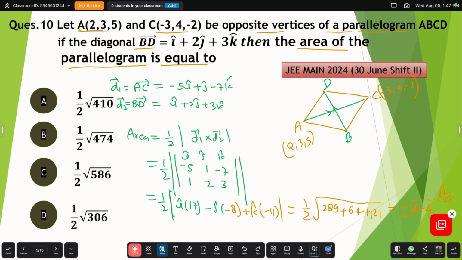Option B. See, this also came recently, just 2 years back. And here the adjacent side is not given. That's why I have given you the general formula for area of any quadrilateral: always 1 upon 2 mod D1 cross D2. If you have the diagonals, use this formula. Otherwise, if adjacent sides are given, then use mod A cross B. Just finish.